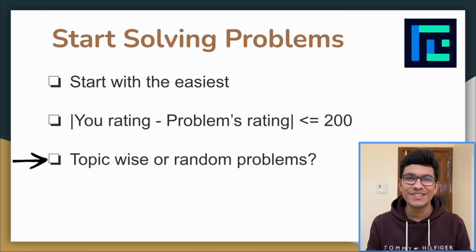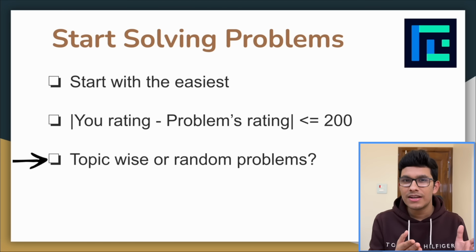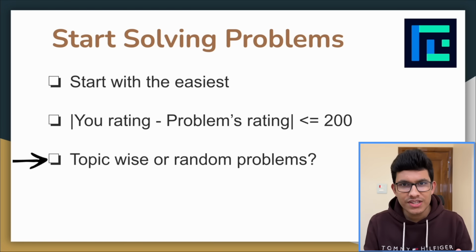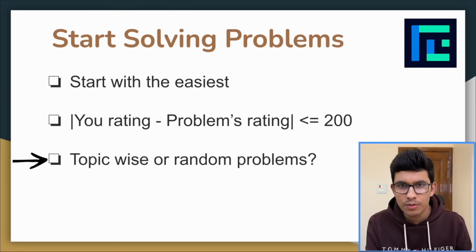Finally, I also get this question a lot from students that as competitive programmers, should we be choosing topic-wise problems or should we be choosing random problems to solve? Now for this situation, I would just say that if you already know which topics you are weak in, then go for topic-wise problem solving. Otherwise, you can go for random problem solving, okay?